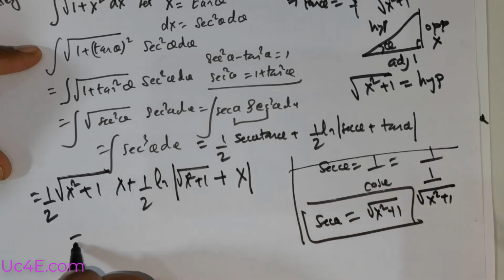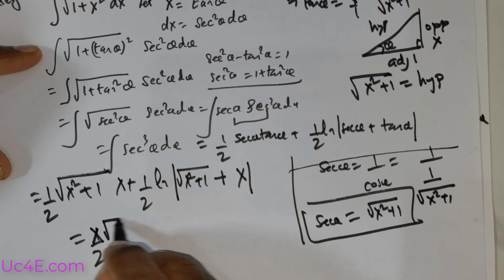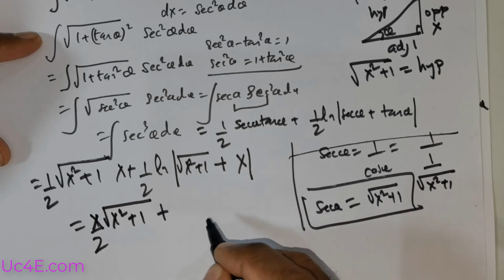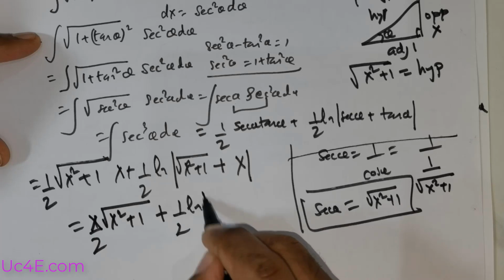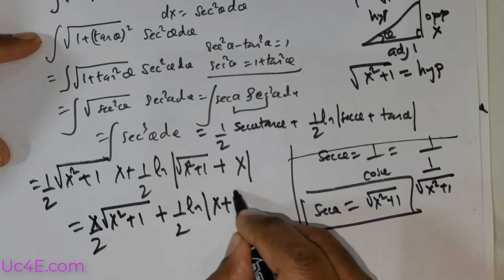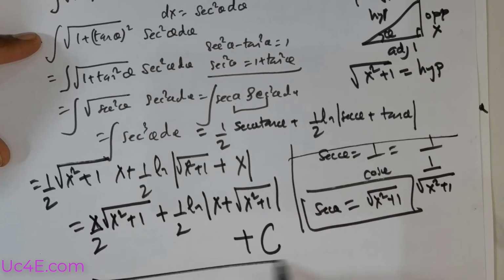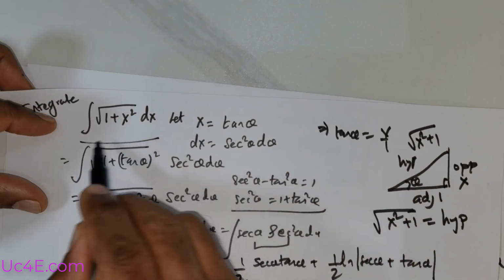Now you can rewrite this as 1 over 2 times x times root of x squared plus 1 plus 1 over 2 times ln modulus of x plus root of x squared plus 1 plus arbitrary constant c. So that completes the solution for this beautiful question.